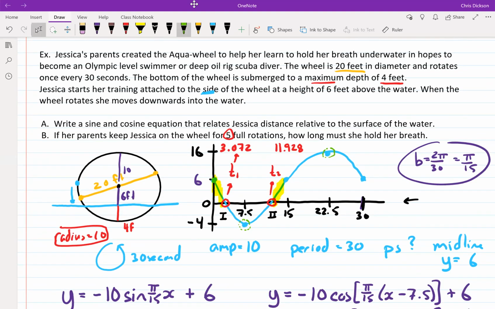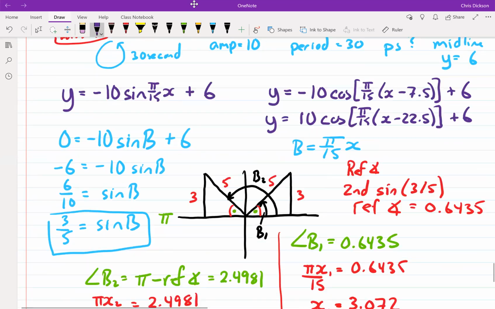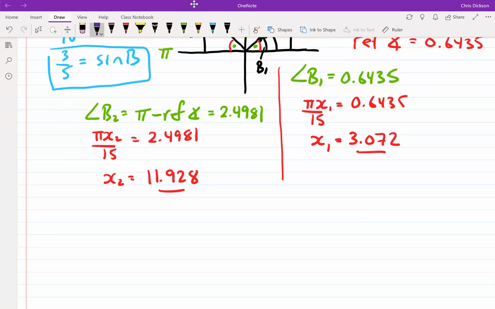So what I'm trying to find out is the time that she has to hold her breath for, which would be the time that she's under the water, that time right there. So I'm going to take 11.928 minus 3.072. So minus 3.072, and that would be 8.8555 and a bunch of other numbers after that.